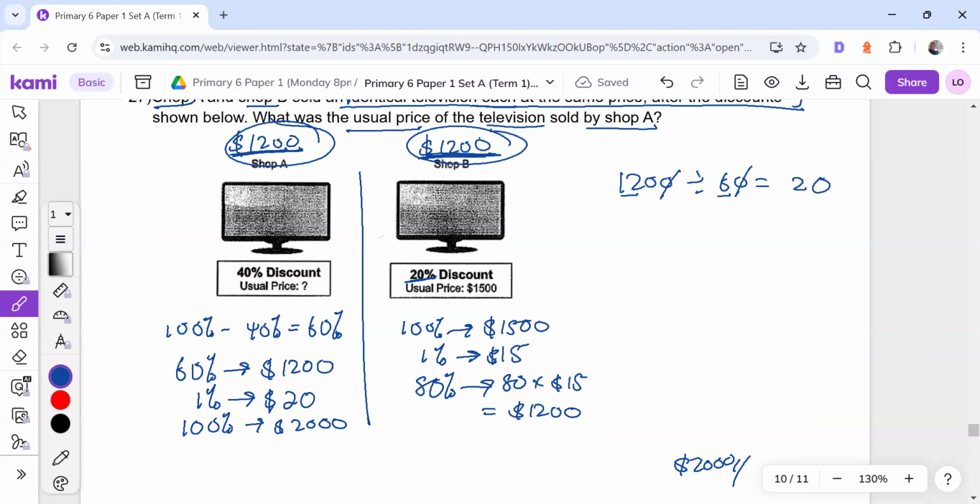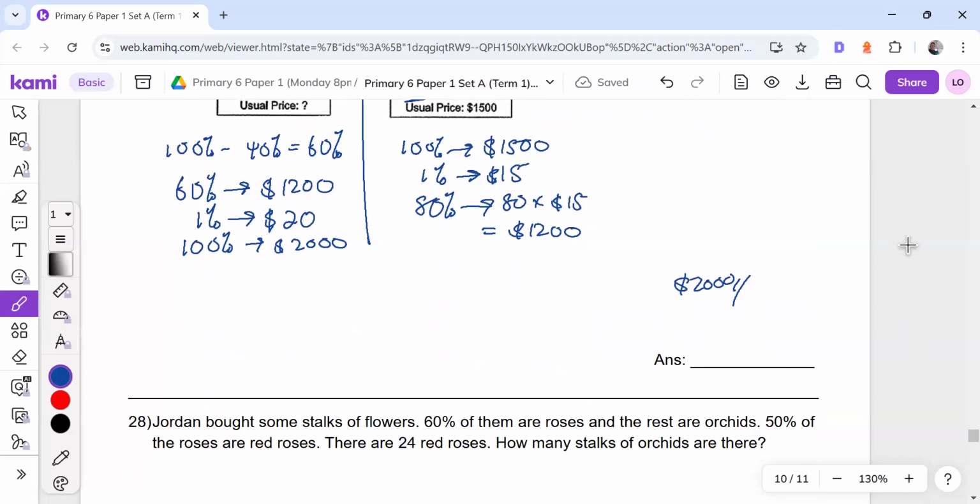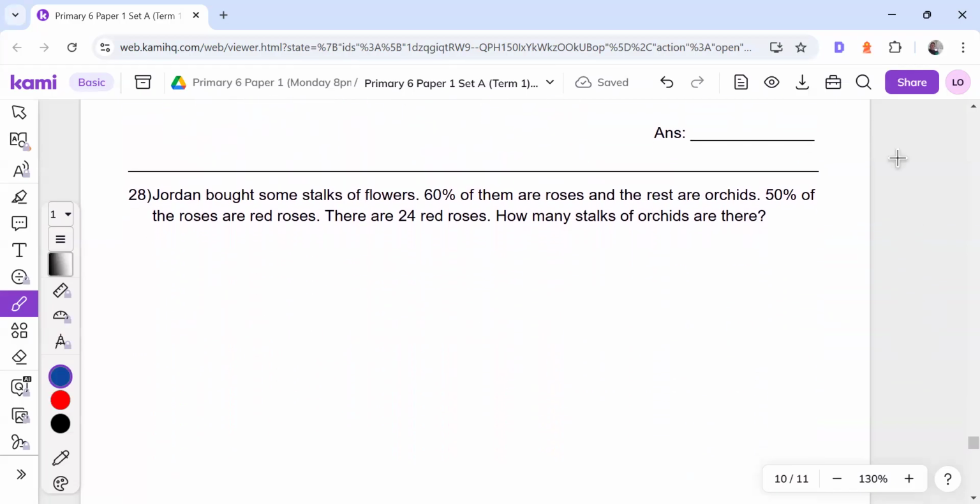Question 28. Now, Jordan bought some stalks of flowers. 60% of them were roses, and the rest are orchids. 50% of the roses are red roses. There are 24 red roses. How many stalks of orchids are there?